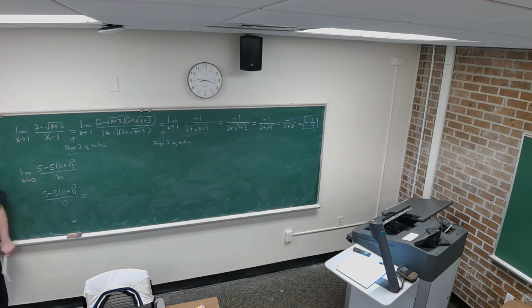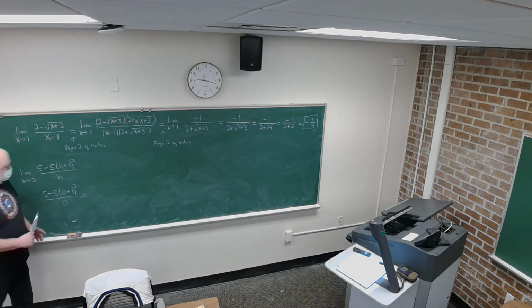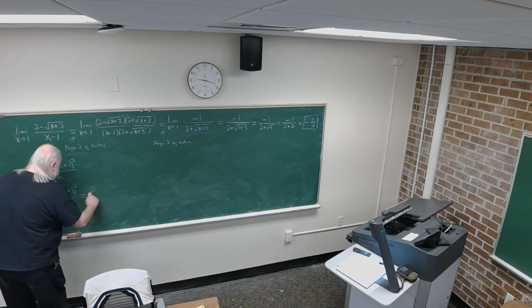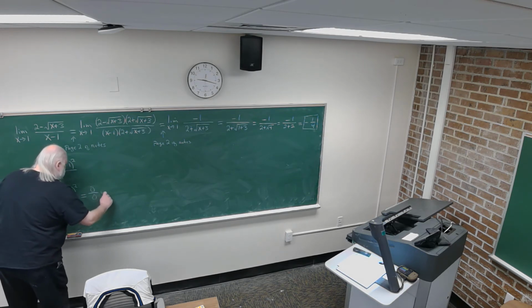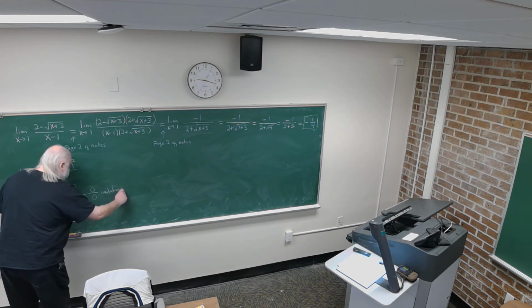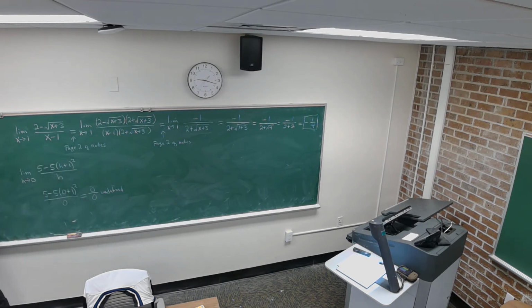In the numerator, you have to do order of operations, right? 0 plus 1 is 1. 1 squared is 1. Minus 5 times 1 is minus 5. And then 5 minus 5 is 0. So we end up with 0 divided by 0 again.